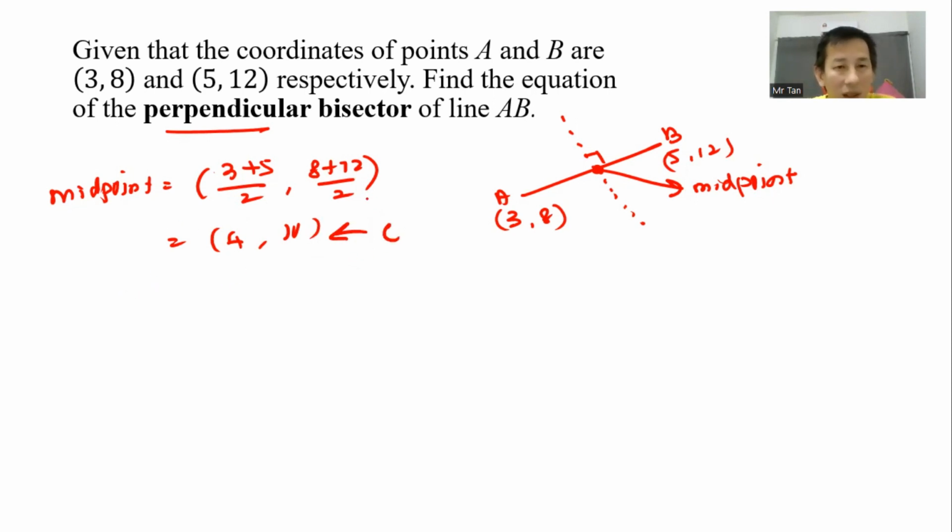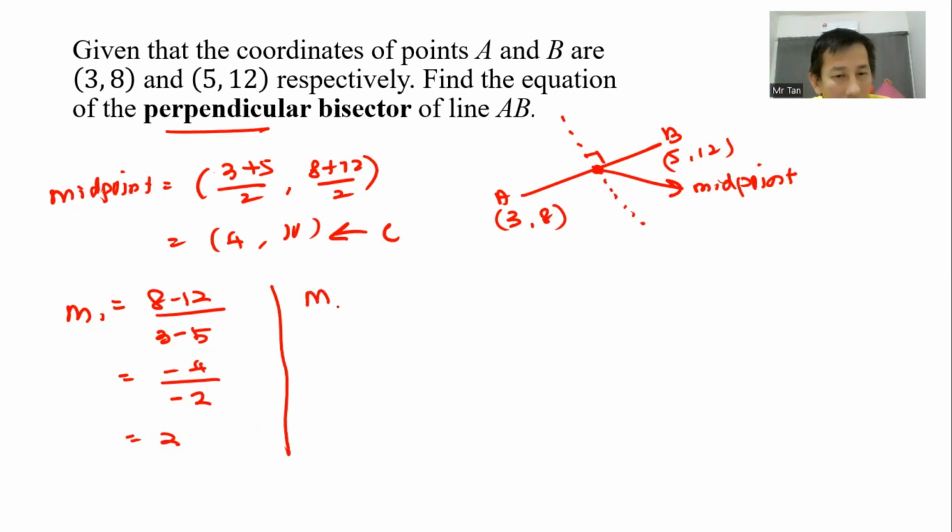Now the gradient. m1 is equal to (8 minus 12) over (3 minus 5), that's equal to negative 4 over negative 2, which is equal to 2. So m2 is equal to negative 1 over m1, where m1 is 2, so you will get negative half.